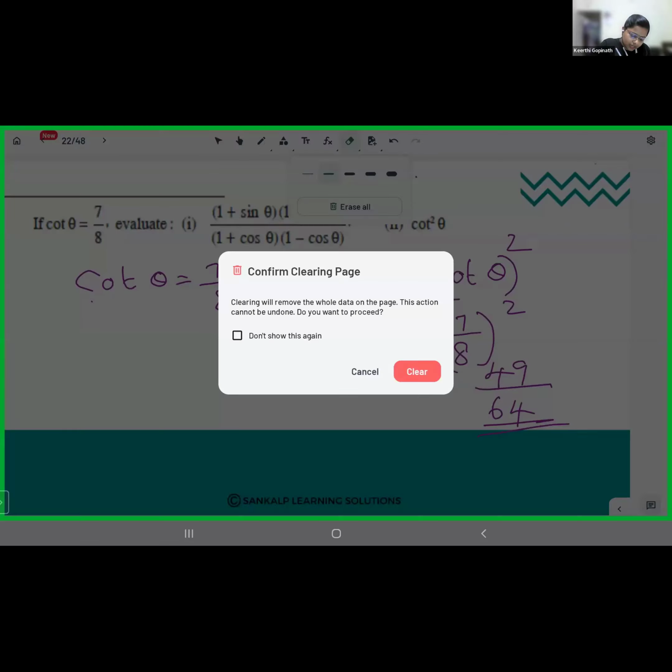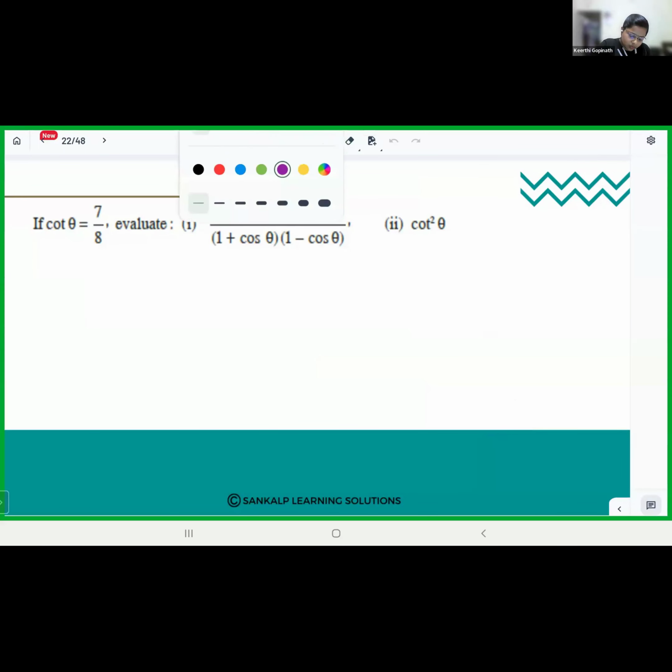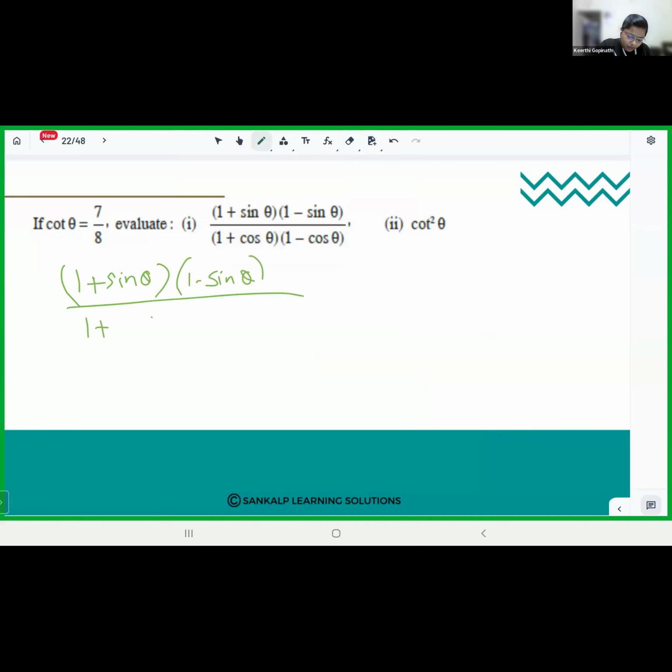Okay, so I'm starting the first part. It is (1 plus sine theta)(1 minus sine theta) divided by (1 plus cos theta)(1 minus cos theta). Okay, this is what you have to solve. So you can observe that the numerator as well as the denominator is in the form of (a plus b)(a minus b), right? Here, instead of A, it is 1, and instead of B, it is sine theta. So how can you rewrite this using the algebraic identity (A plus B)(A minus B)? That is equal to A square minus B square, right?